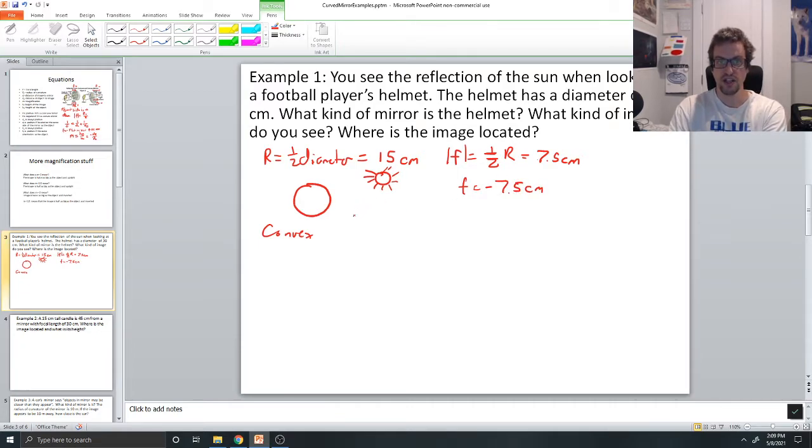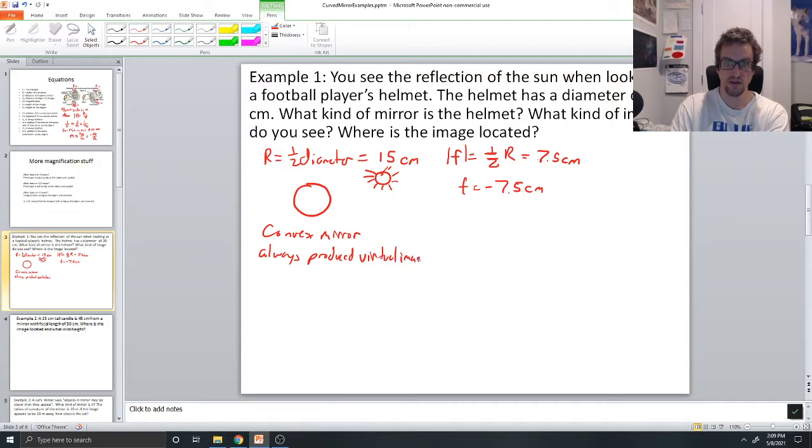What kind of image do you see? Convex mirror always produces a virtual image. Okay, convex mirror always produces a virtual image. We saw that on our ray diagrams. There's no other alternative for a convex mirror. If you look on there, it's always a virtual image. Now I know where the image is located.